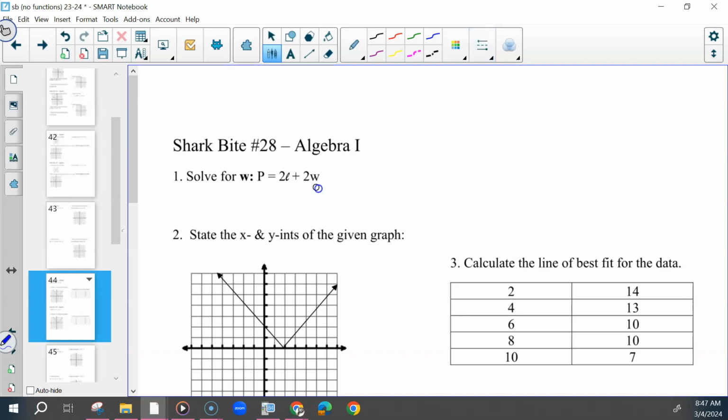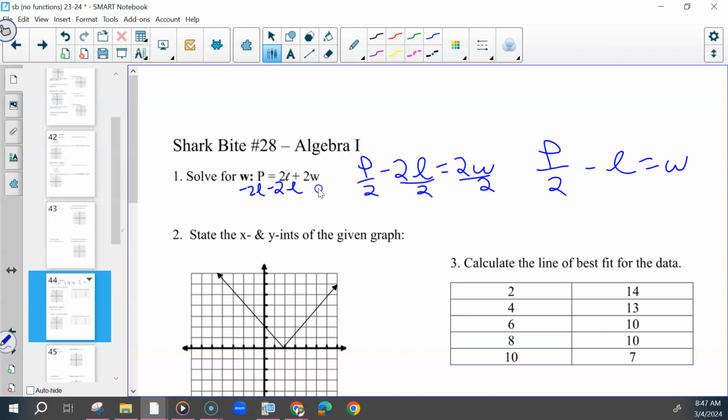But if we're trying to get W by itself, get rid of 2L by subtracting. And then we can divide everything by 2, and we're going to do that separately since this would simplify. Sorry, not by W, but 2. So we'd have P over 2 minus L equals W.